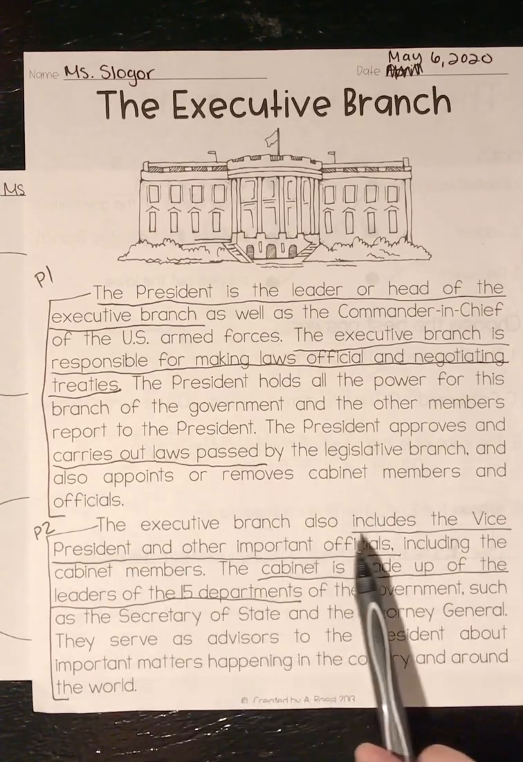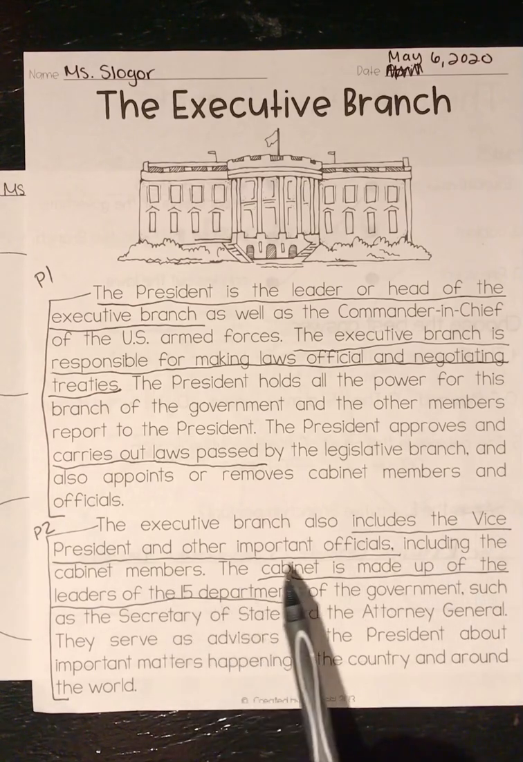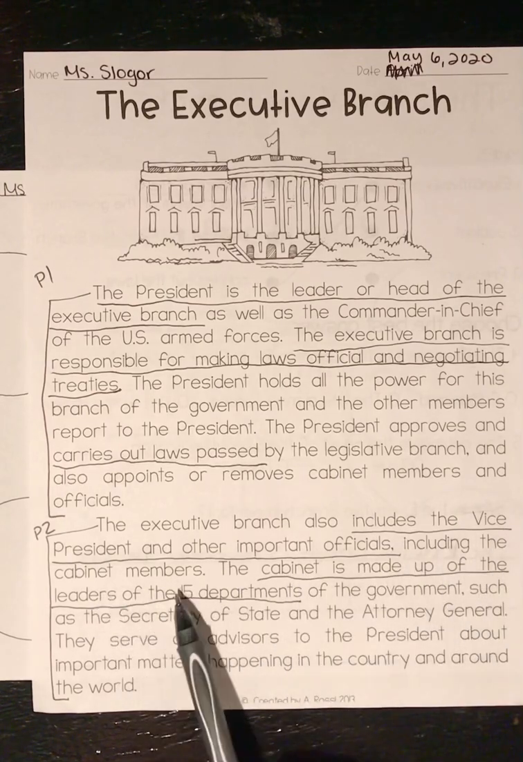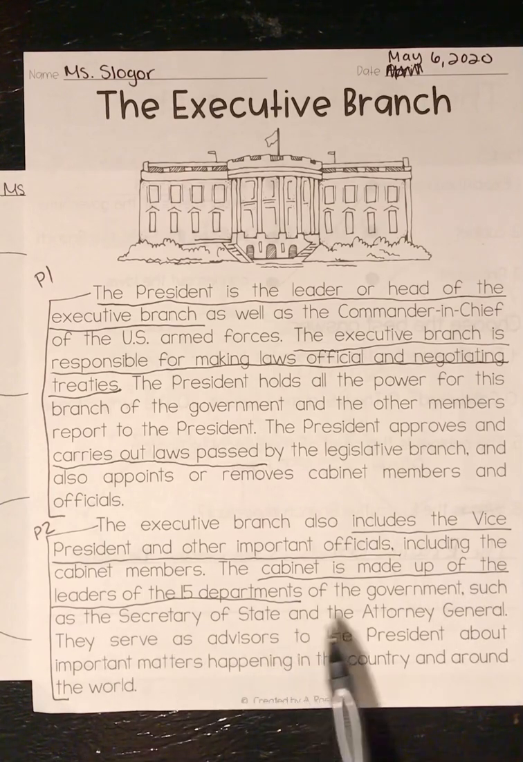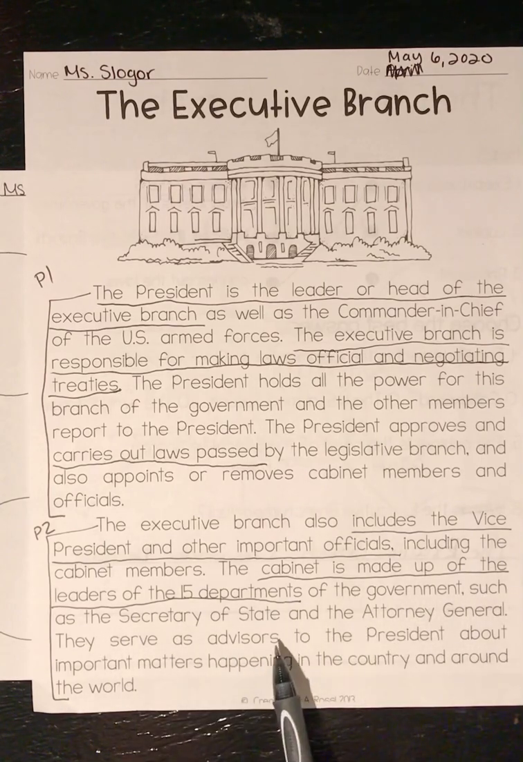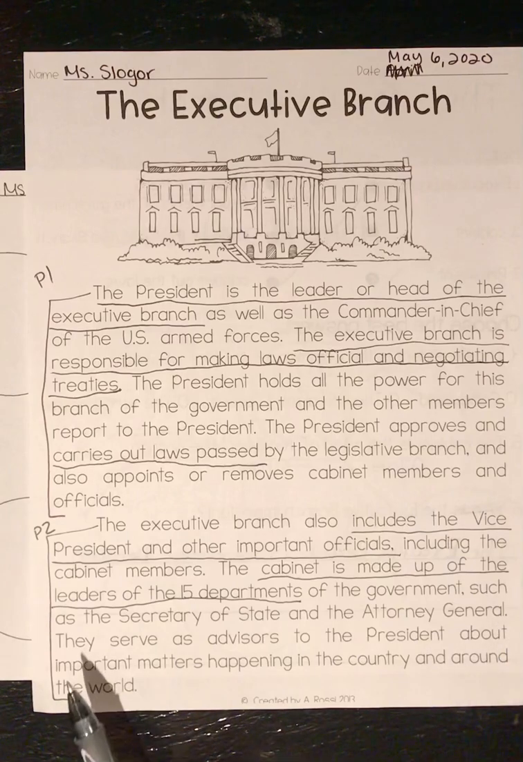The president approves and carries out laws passed by the legislative branch and also appoints, or basically says, I want this person, or removes cabinet members and officials. The executive branch also includes the vice president and other important officials, including the cabinet members. The cabinet is made up of the leaders of the 15 departments of the government, such as the Secretary of State and the Attorney General. They serve as advisors, so they give information or they give advice to the president about important matters happening in the country and all around the world.